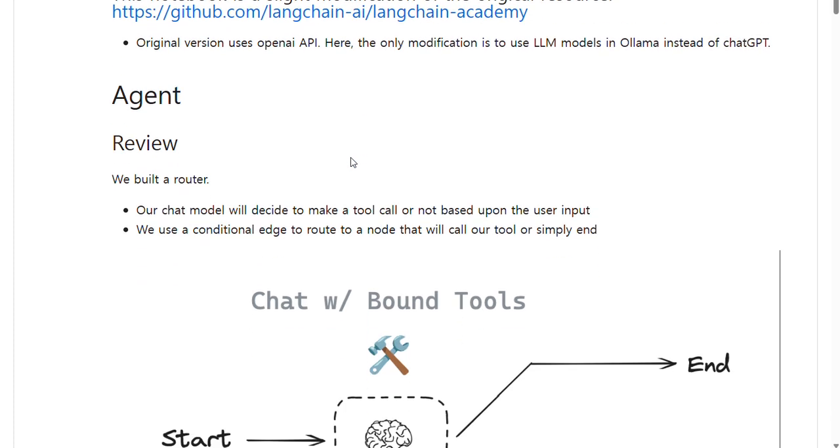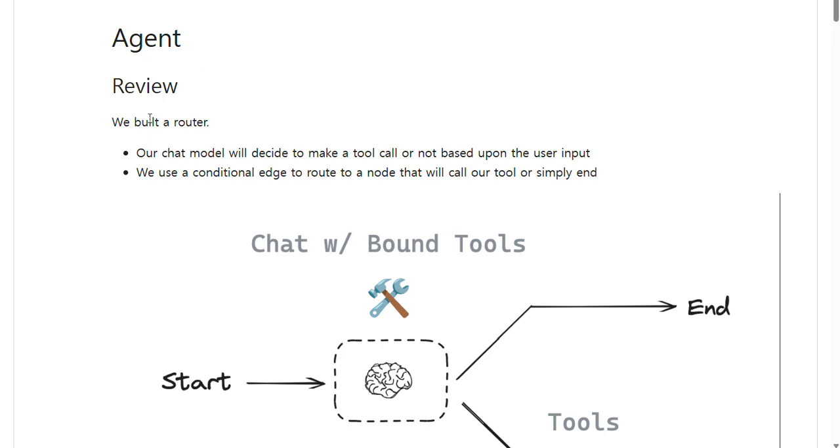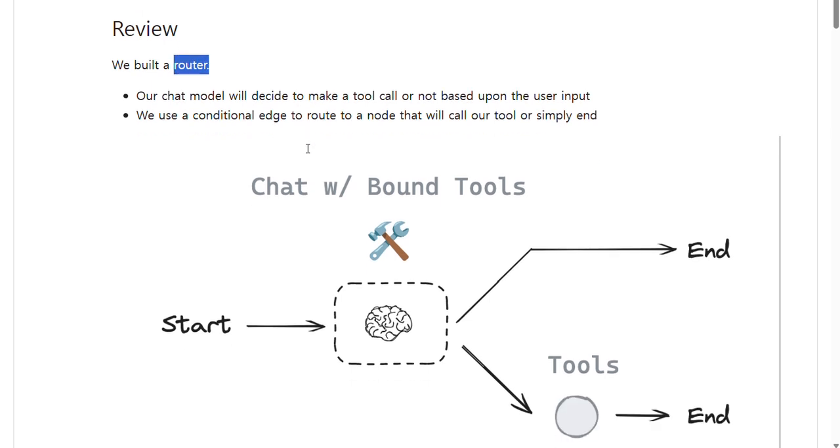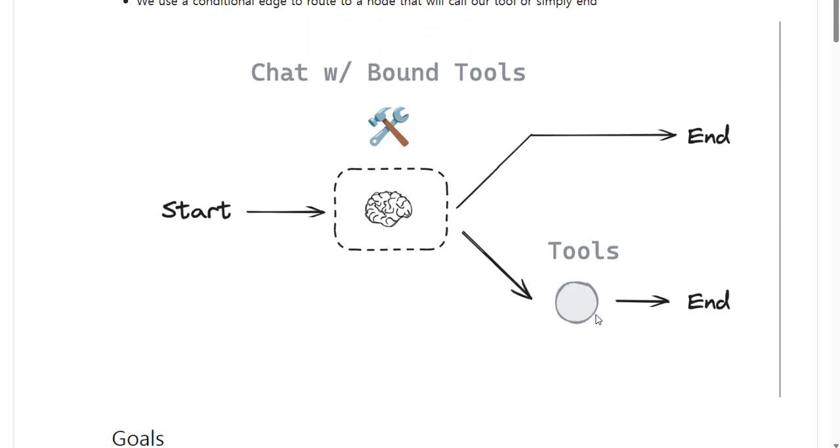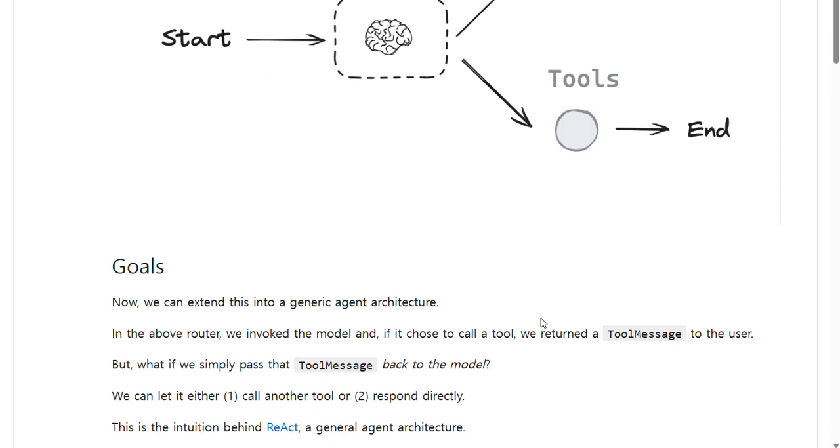This is the third code. In the previous code we defined a router, and here we are going to define a bag of tools. So in here we will define more than one tool, and the LLM will find the appropriate tool among all available tools.